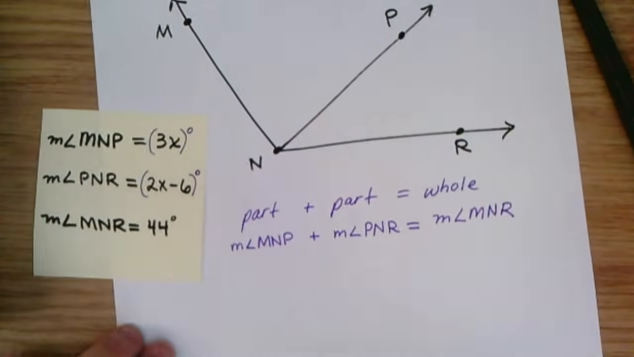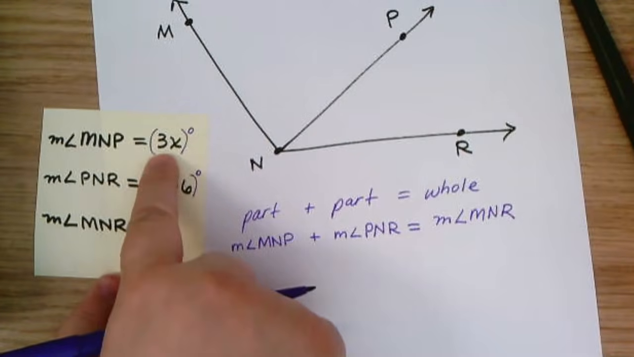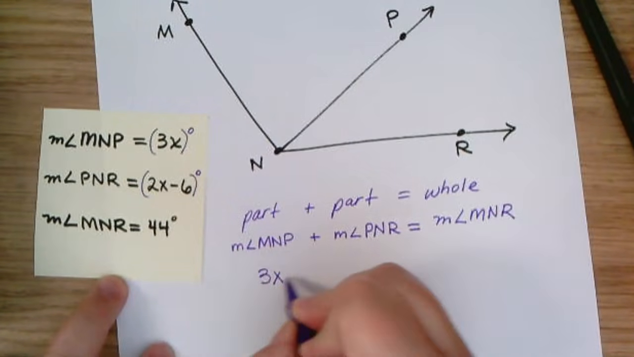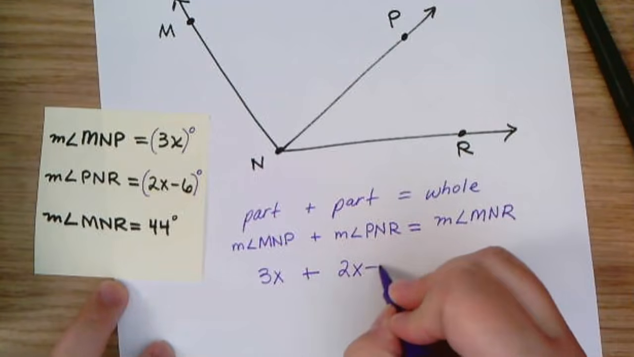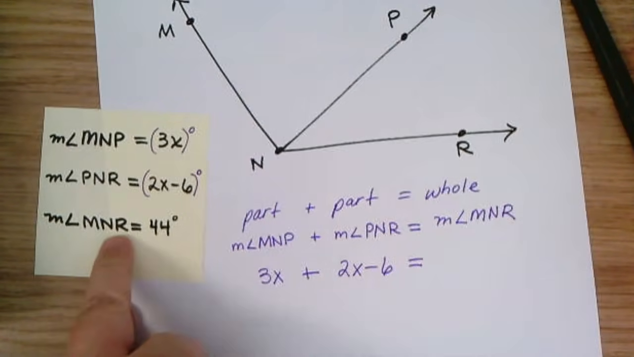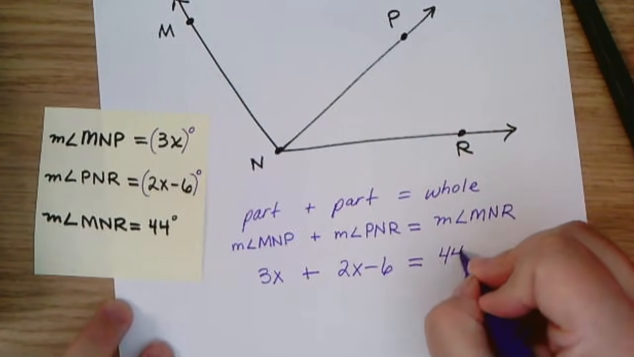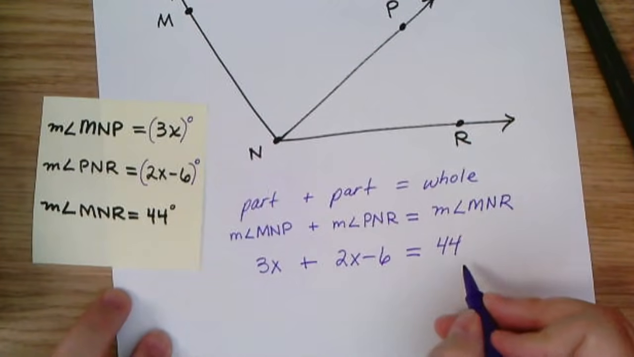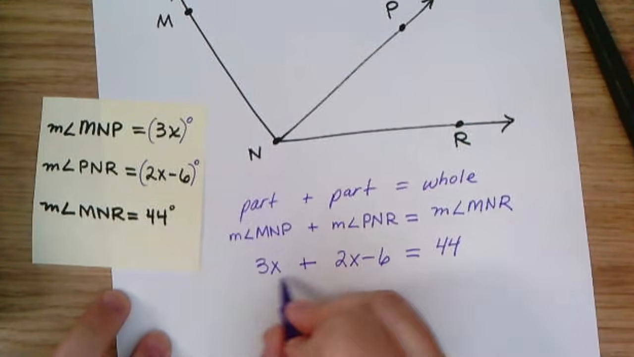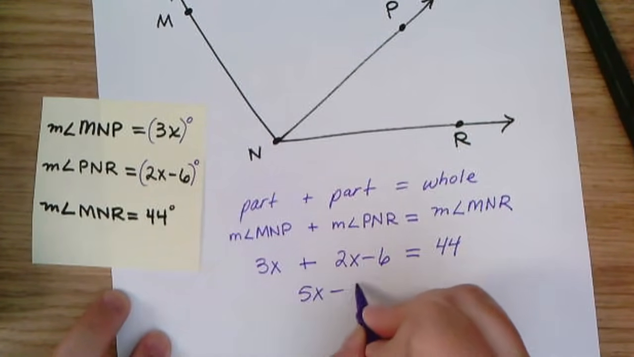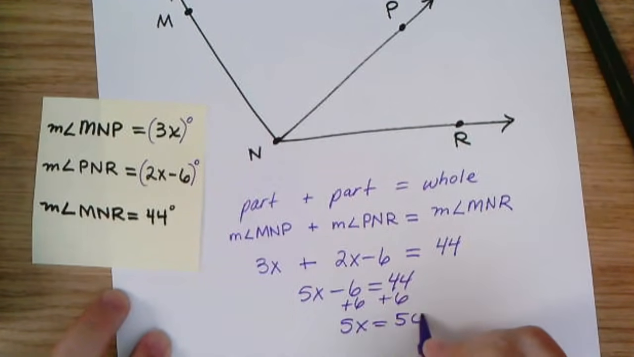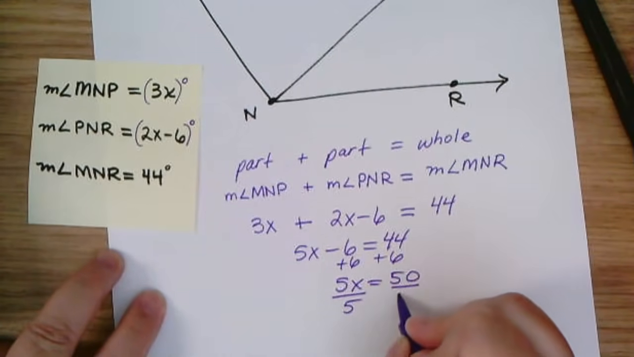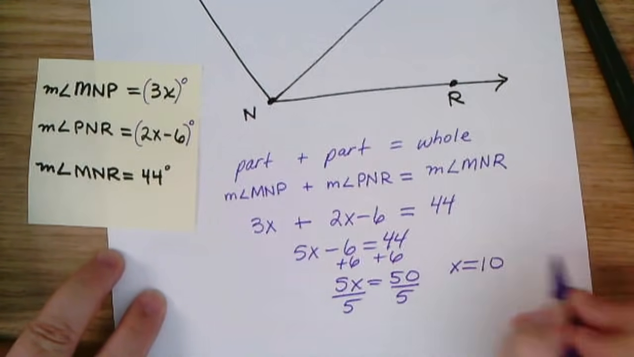And now I'm going to substitute this information I was given. MNP is 3x plus PNR is 2x minus 6 equals MNR is 44. So now I have an equation I can solve, and I've got 3x's and 2x's is 5x's. And I solve my equation just like any other equation. And I get x is 10.